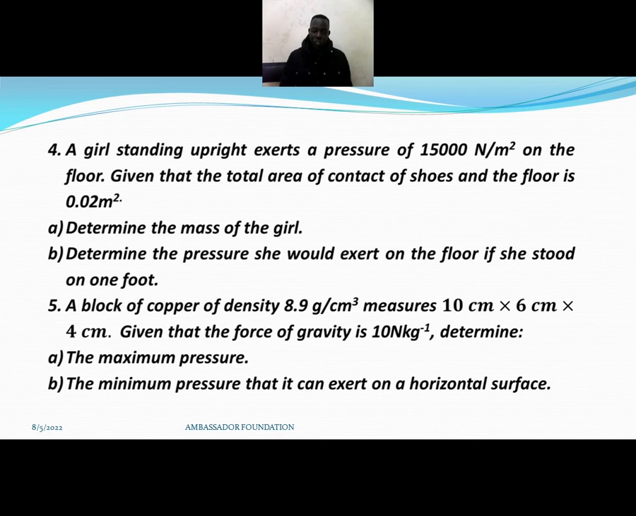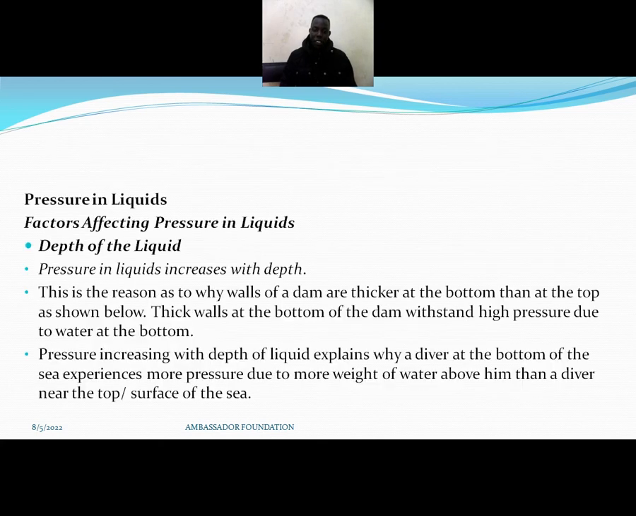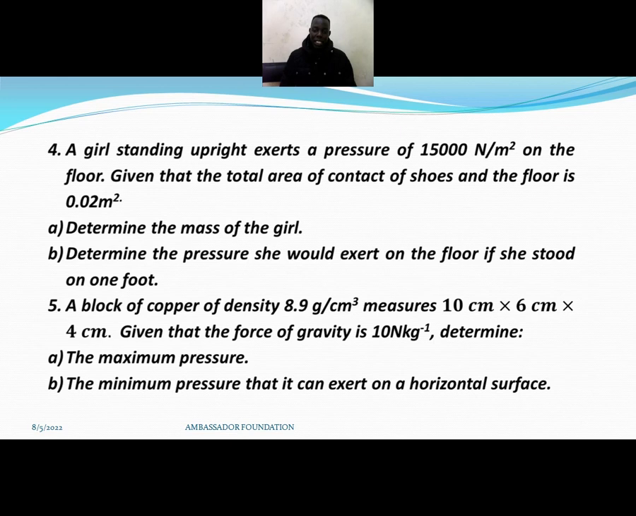Very nice question there. A block of copper of density 8.9 grams per centimeter cubed measures 10 by 6 by 4 centimeters. Given that the force of gravity is 10 Newton per kg, determine the maximum pressure and the minimum pressure that it can exert on the horizontal surface. So that's what it is in pressure in solids. Get it very well.